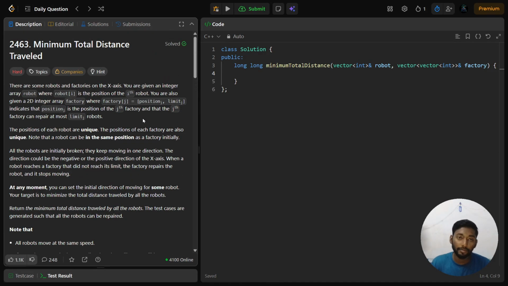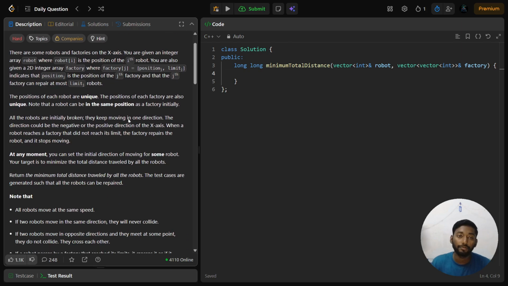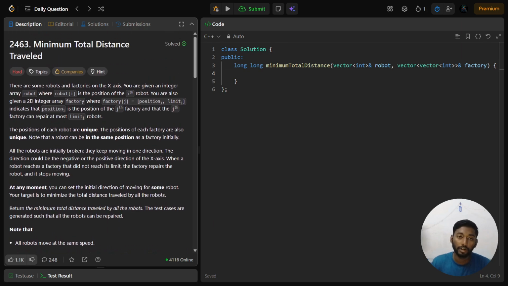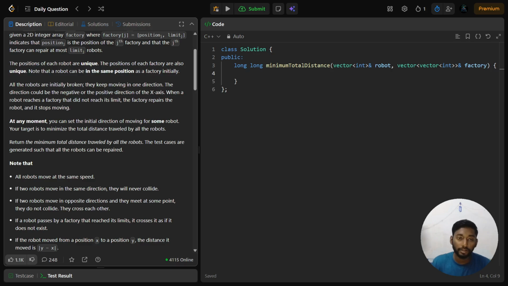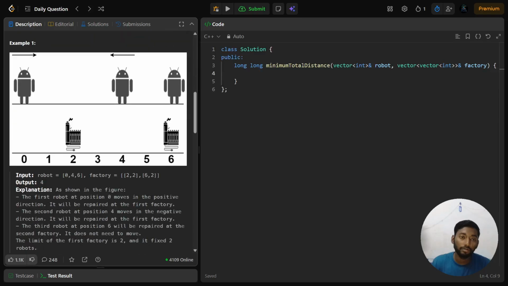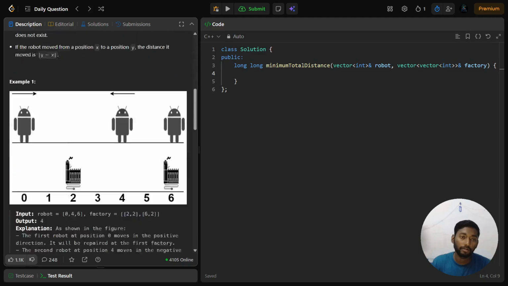So basically the problem statement is simple: there are some robots and we are given their positions, and also there are some factories. We know the position of each factory and the limit, like at most how many robots can be repaired at that factory. So we have to move the robots to any of the factories for repair, so that the total distance traveled by all the robots is minimum. So we have to find how we can solve this.